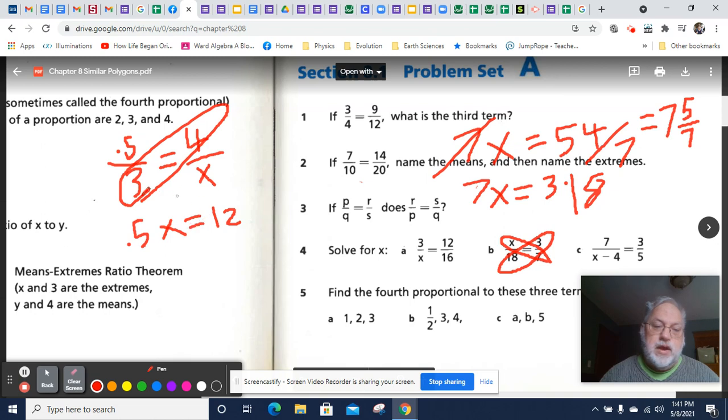Okay, because the product of the means equals the product of the extremes. Then I'll double both sides to get rid of 0.5, so x would be 24. So the fourth proportional in that one is 24.